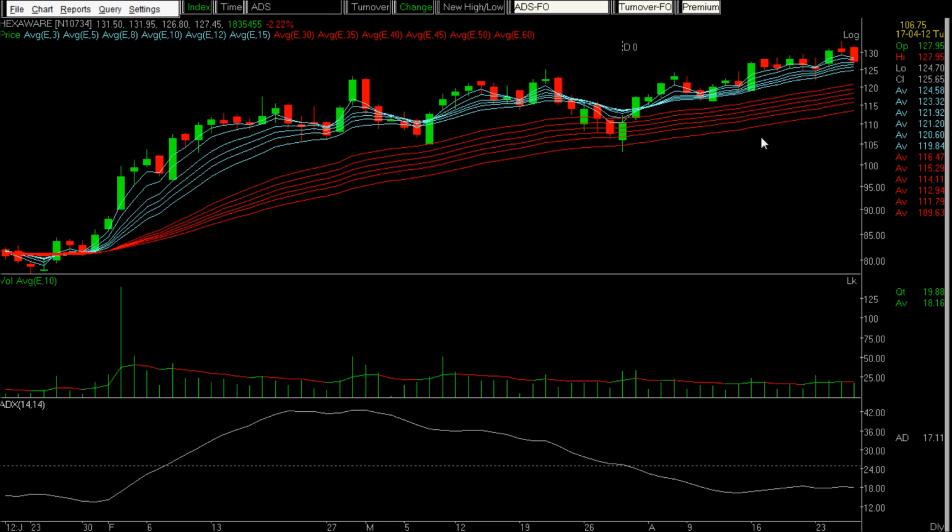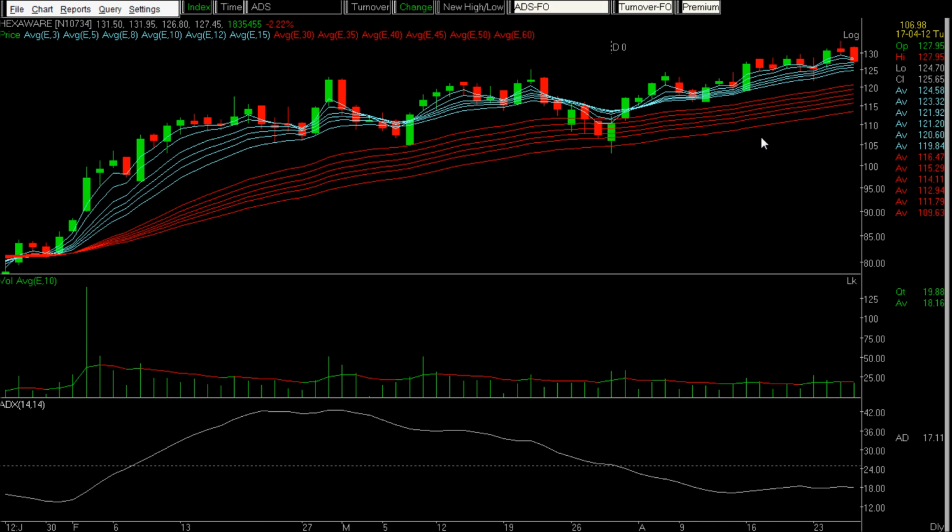So this is why I use these lines. It gives a clear picture. Look now, Hexaware is in a clear uptrend. The lines are expanding and the stock has been going up consistently. So this is the first indicator that I use.